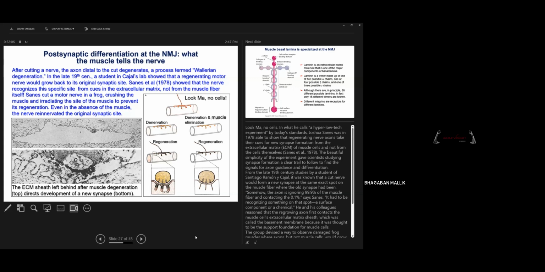This can also regenerate. That means the postsynaptic cell is actually sending some signal to the presynaptic neuron that can again make the connection. That is called regeneration. And the signal is coming from this muscle, that is present in the extracellular matrix. So we are going to talk about what the signals are that are talking to the presynaptic neuron, so that the presynaptic neuron can grow again and form the connection.